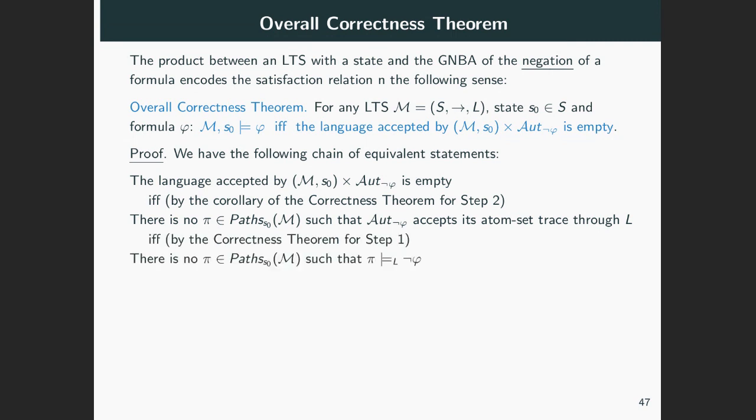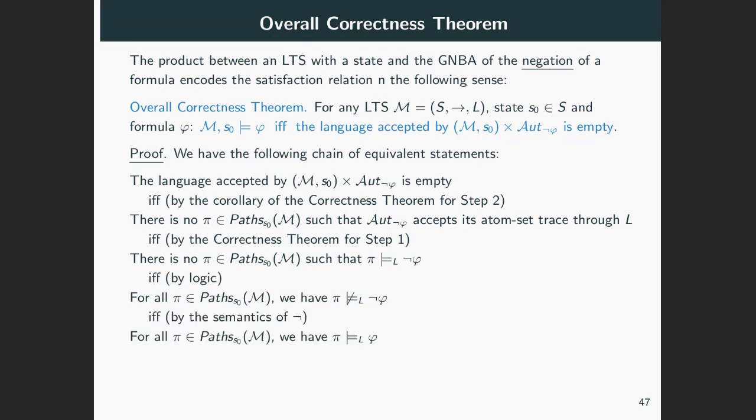Next, applying the correctness theorem for step 1, we see that this is further equivalent to the non-existence of a path from S0 that satisfies not phi. Which means that all paths from S0 do not satisfy not phi. Meaning that they satisfy phi. But this is just the definition of M in S0 satisfying phi. This concludes the proof of the overall correctness theorem.